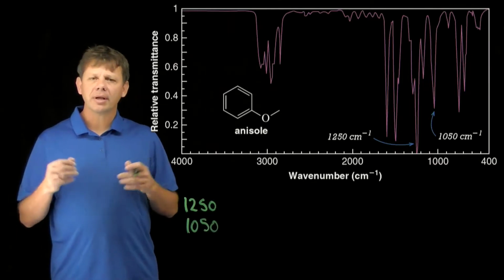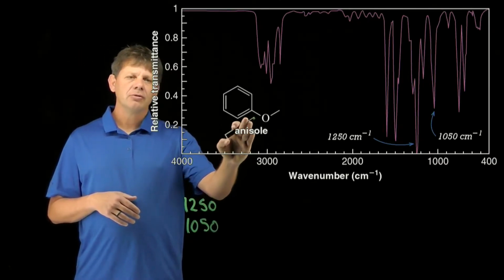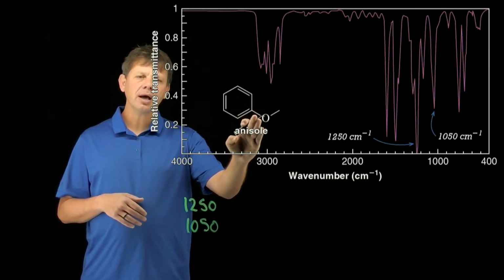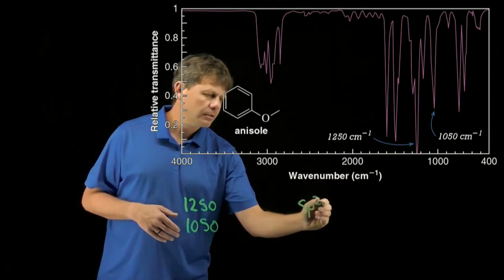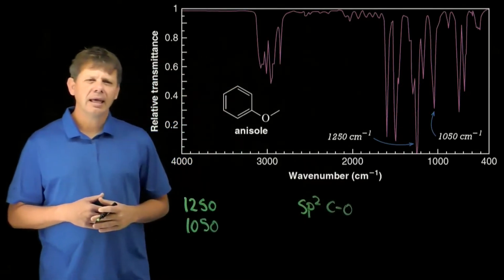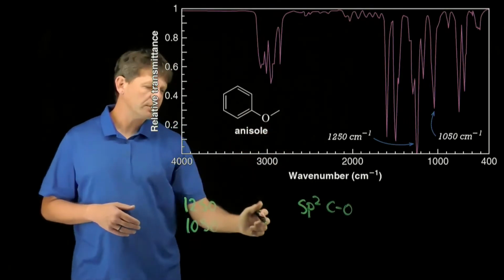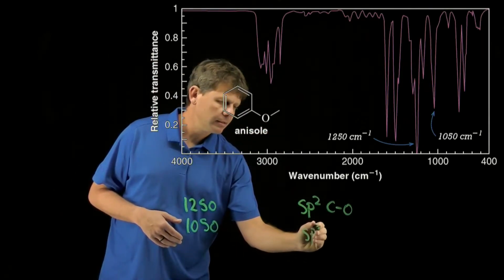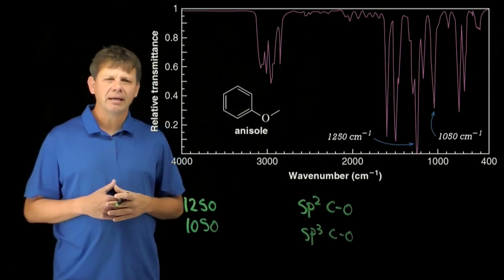Well, both of them are carbon-oxygen bonds. The only difference is in the hybridization. So on the one side, we have an sp2 hybridized CO bond. So sp2 CO bond. And on the other side, the oxygen methyl group is going to be an sp3 CO bond. Well, how might hybridization impact the wave number?